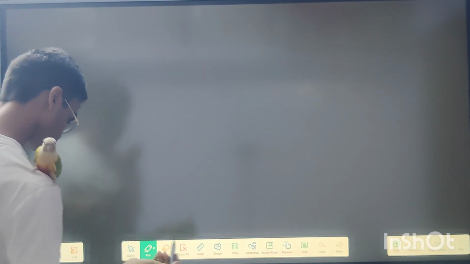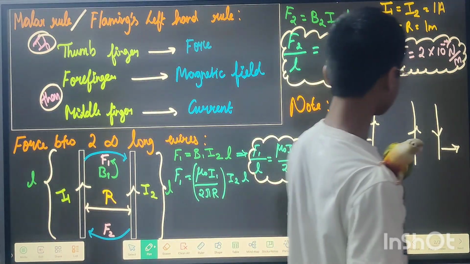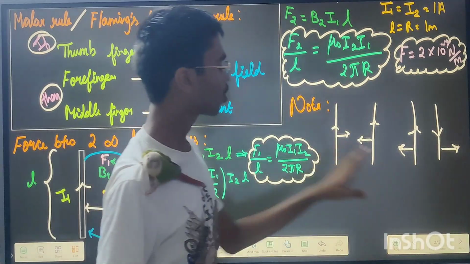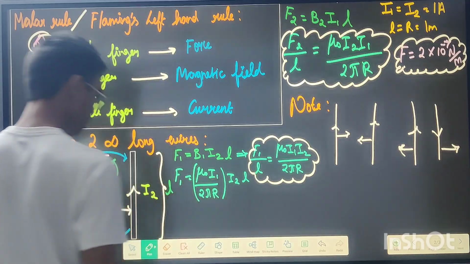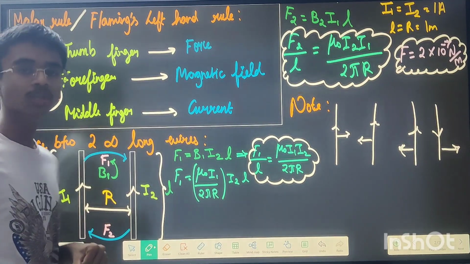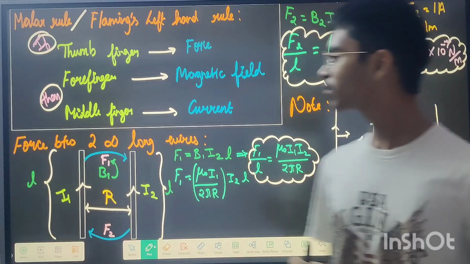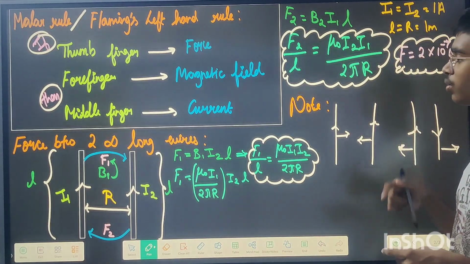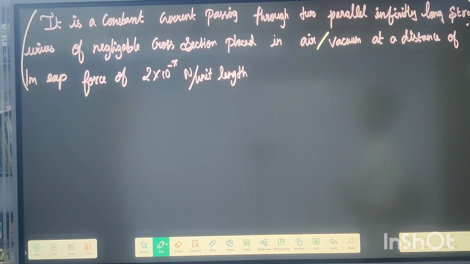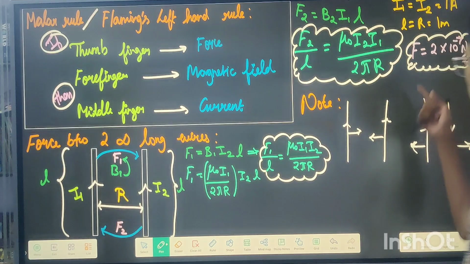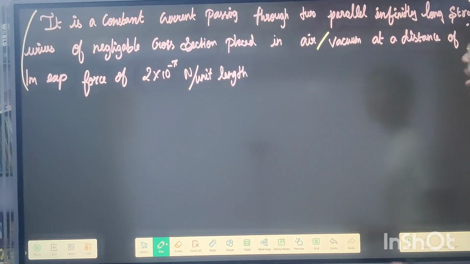Okay, so force is equal to 2 into 10 to the power of minus 7 Newton per meter. So next is, same direction they will attract each other, and opposite direction they will repel each other. This is something I already gave. You can also write in terms of watts. Okay, now the definition is also there. It is a constant current carrying. Okay, this value is here, right? That is the value of force when current is in its unit value. This is the definition with respect to that value, which is 2 into 10 to the power of minus 7 Newton per meter. So this is what the definition is.